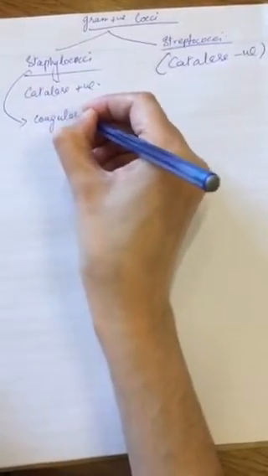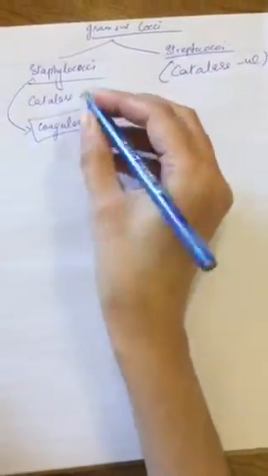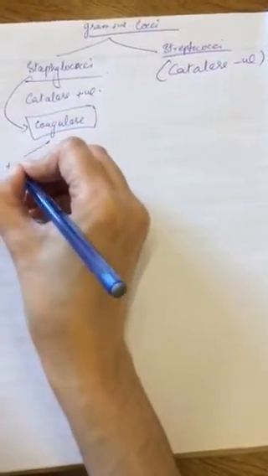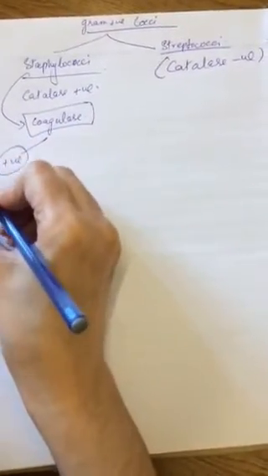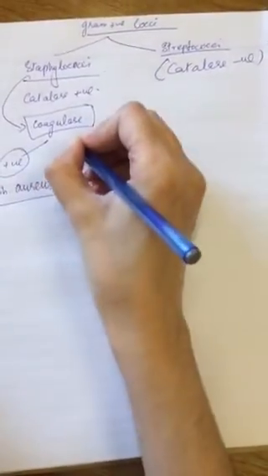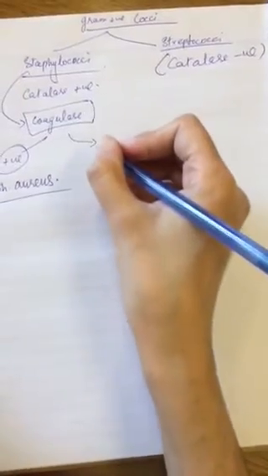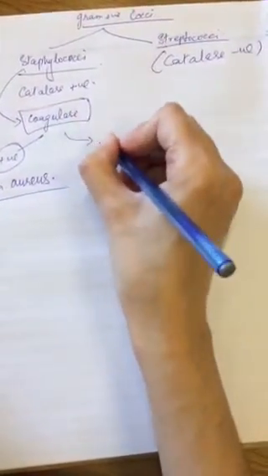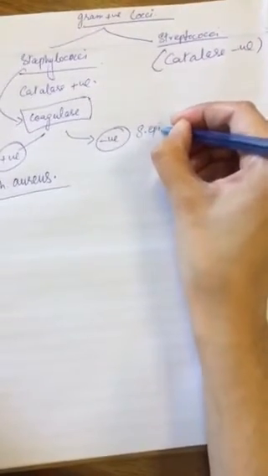They are further divided on the basis of the presence of the enzyme coagulase. So, the staphylococci which are coagulase positive, they are the Staph aureus, the most important one. And then we have another very important university question, discuss the coagulase negative staphylococci. They are two. One is Staph epidermidis and the other one is Staph saprophyticus. They are very easy, they are very simple.